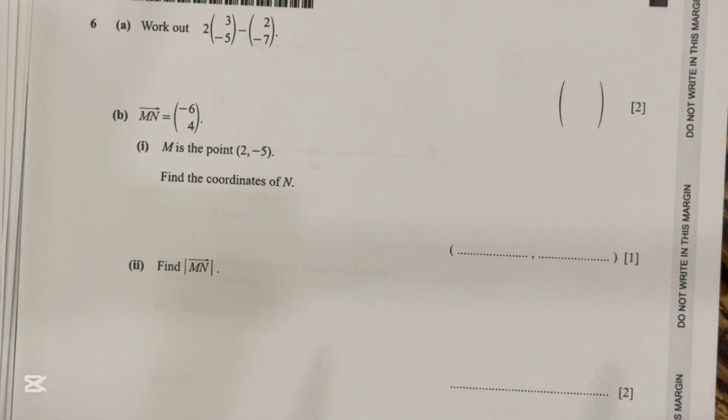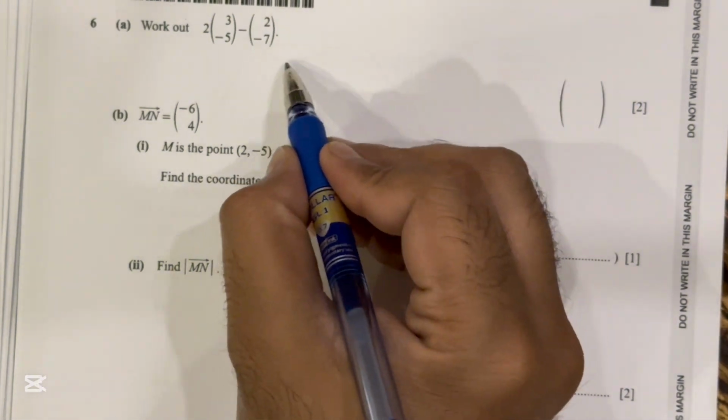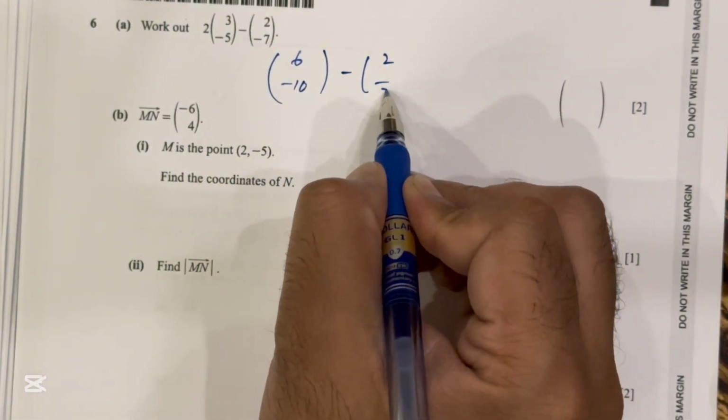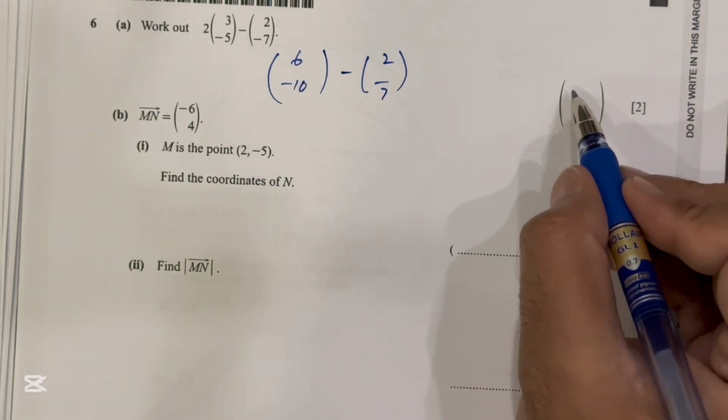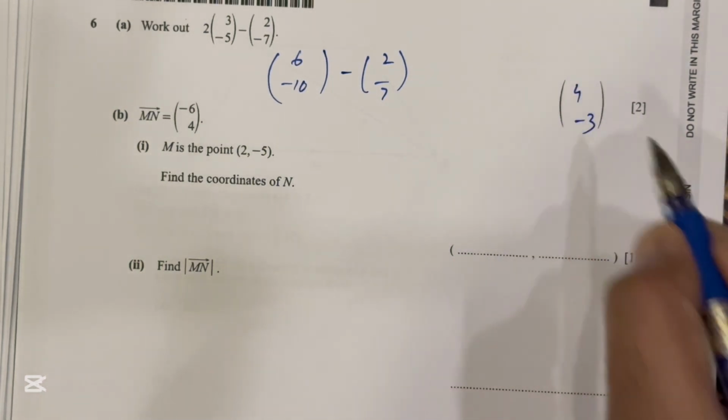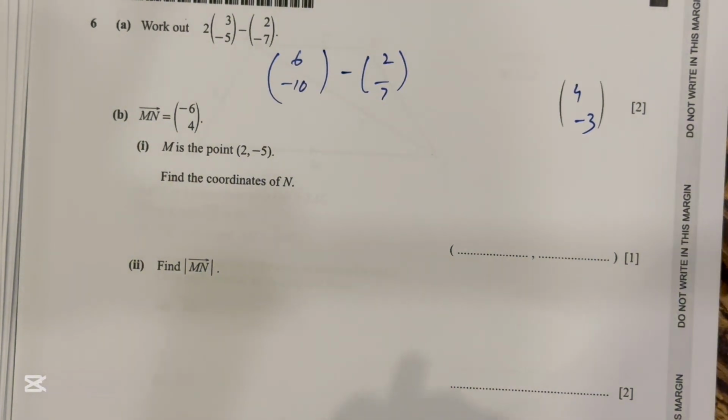Moving to question number 6. Question number 6 is: work out 2 into this. 2 into 3 would be 6. 6 minus 10, then minus 2 minus 7. So 6 minus 2 would be 4, then 10 minus 7 would be minus 3. Easy to mark. Then MN, find M is the point 2 minus 5.